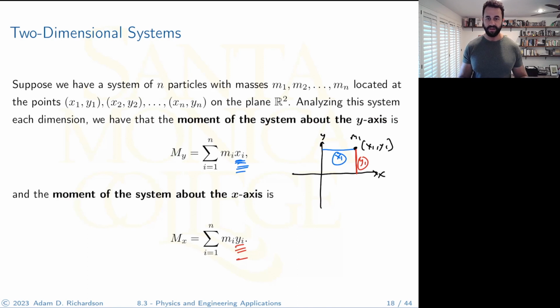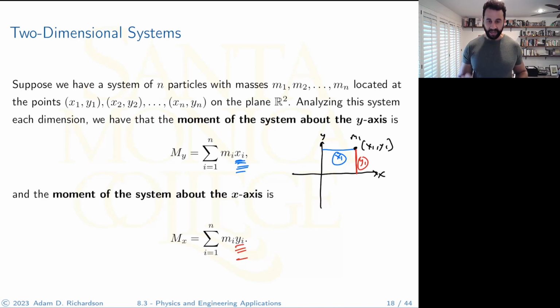One way that I try to think of it is you can almost think about these terms right here, mi, xi, as the influence that mass has on the system with respect to whichever axis you're referring to. If you had a mass that's really close to an axis, the effect that mass has is going to be different than if you had a mass that was really far away from the x-axis. So it's kind of like the influence they have on the system. I don't know if that helps, but that's one of the ways I think of it.